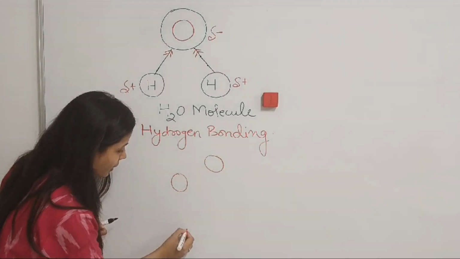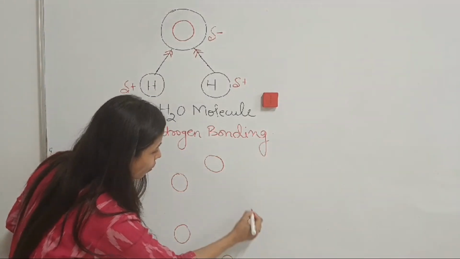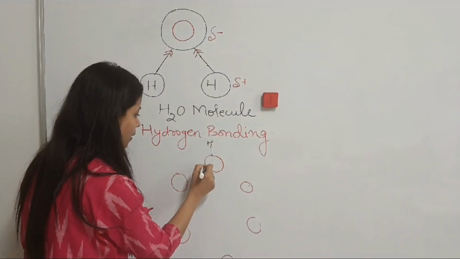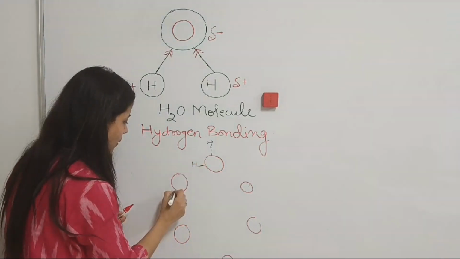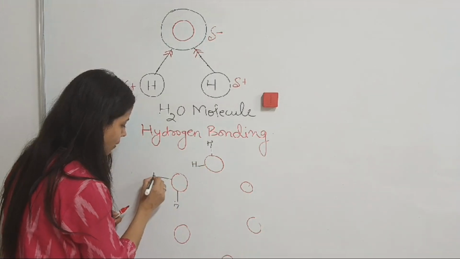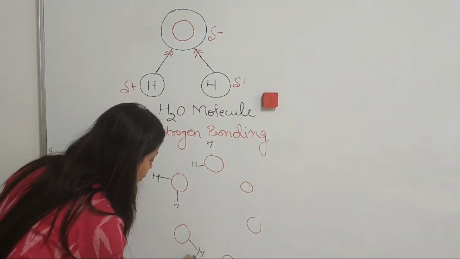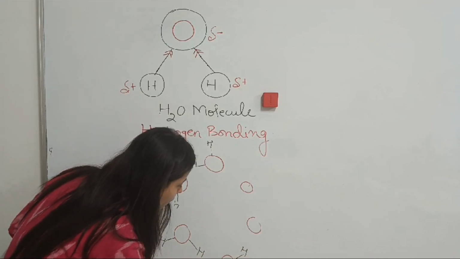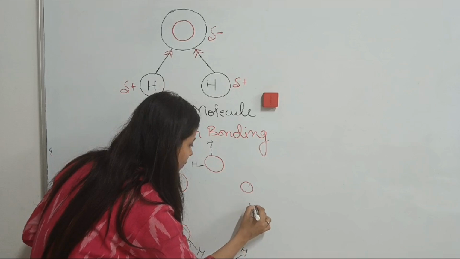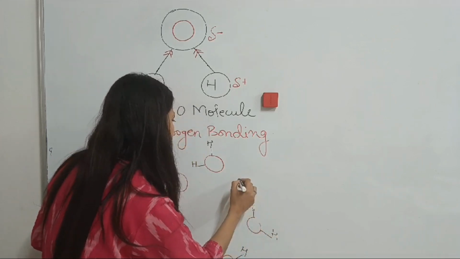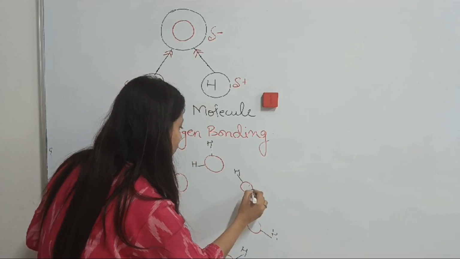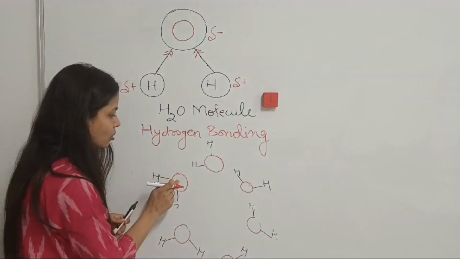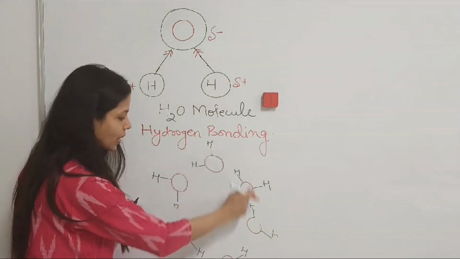I'm just drawing oxygen atoms of 6 water molecules. Hydrogen. These are different water molecules. So these are 6 different water molecules, and this is oxygen, this is hydrogen. This is oxygen, this is hydrogen, and that's how it is.